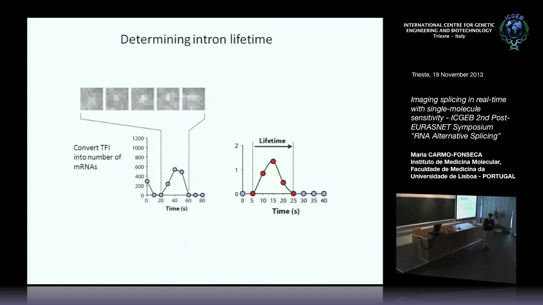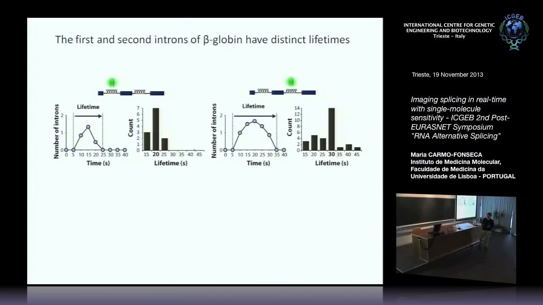look at different types of introns. So first, because we were using the beta-globin gene as a reporter, we compared the lifetime of the first and the second intron, because we can introduce MS2 binding sites in either of the introns. And the first observation is that the total lifetime ranges between 20 seconds and 30 seconds for these two introns. I recall that these are quite short introns.